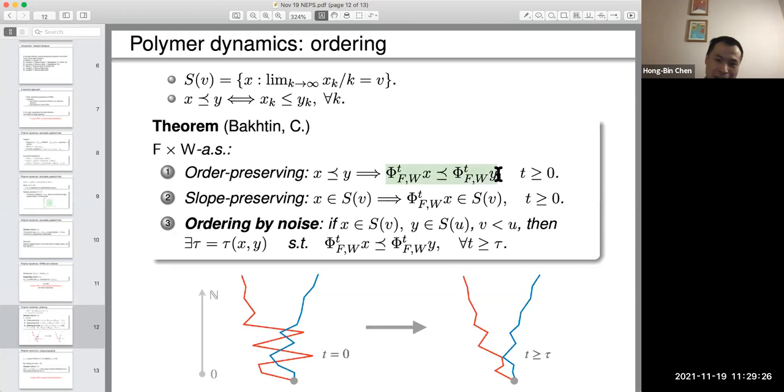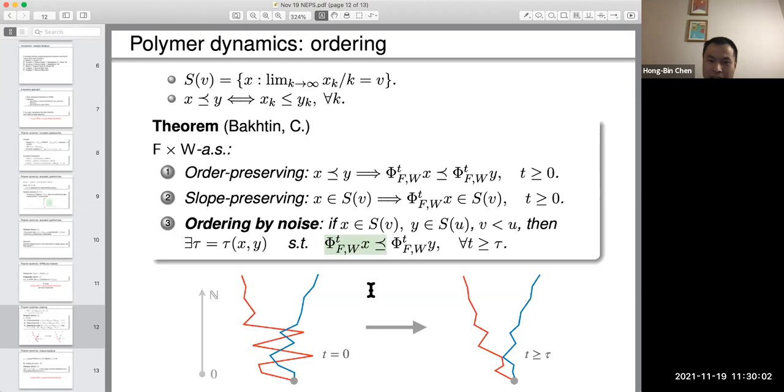Secondly, it's slope preserving. If you start with something with slope V, then your dynamics are going to be of slope V for all time. And finally, it's really the most important property we use to prove the uniqueness of the invariant distribution, that is ordering by noise. Suppose X has slope V, Y has slope U, and V is less than U. Then there is a random time tau such that after this tau, these dynamics are going to be ordered.